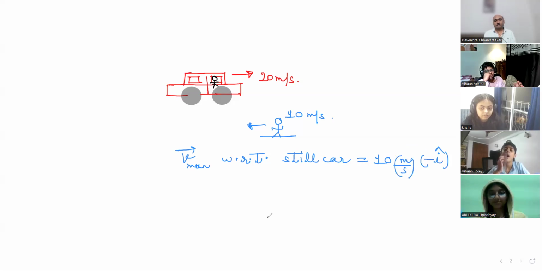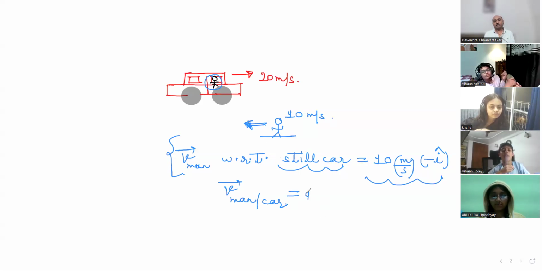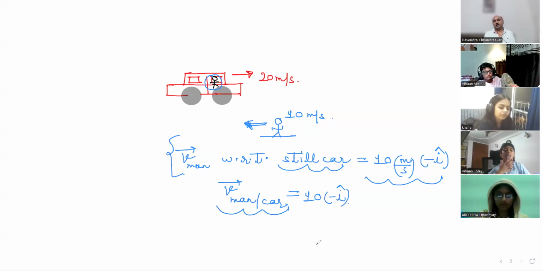Right? What will you say? What will you understand by this? Who is observing this man moving with 10 meters per second minus i cap? Sir, the man inside the car. Inside the car. So the man inside the car. So can I say velocity of man with respect to car? Because car is still only when you are inside the car, right? So to a person inside the car, this man seems to be moving with a speed of 10 meters per second minus i cap. So V man with respect to car is what? It's 10 minus i cap. Got it? You understood what is V man car now? All of you? Yes, sir.